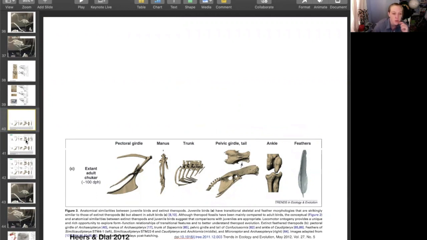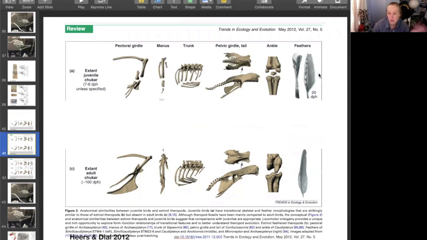And to really appreciate the super pelvis, it's helpful to look at a baby bird as well. So this is a juvenile bird, right?